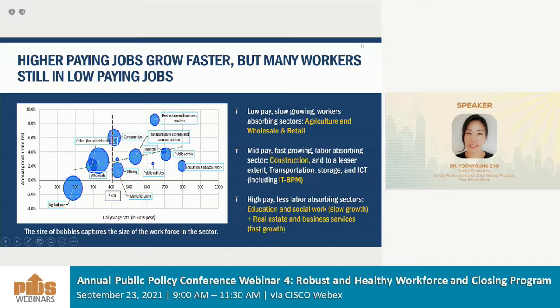Mid-pay, fast-growing, labor-absorbing sectors are observed in construction and in other sectors like transportation, storage, and ICT. And high-pay jobs are growing fast, but in less labor-absorbing sectors like education and social work. These are kind of slowing growth. Real estate and business services are fast-growing sectors, like we have seen in Robinson's presentation.